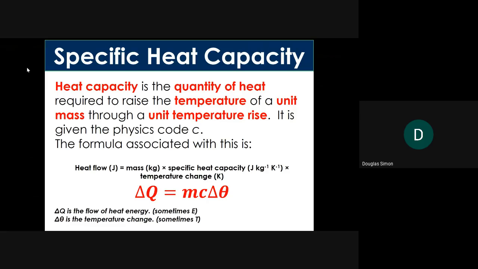Importantly, it is a change in temperature. So have a little think about what that might mean for the units of temperature. So because it's a change in temperature, it actually doesn't matter what units you use. You could use degrees Celsius, or you could use, as the formula shows here, degrees Kelvin. The change will always be the same because, of course, a change in 1 degree Celsius is a change of 1 degree Kelvin.